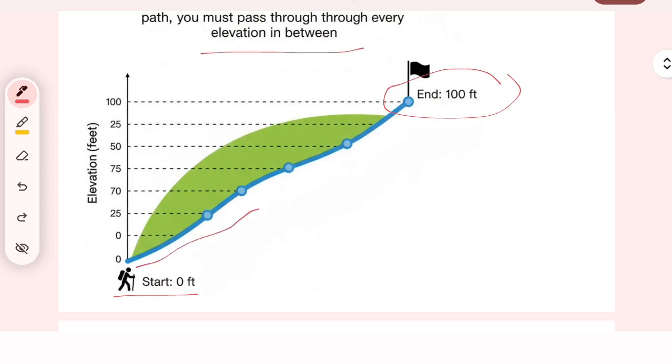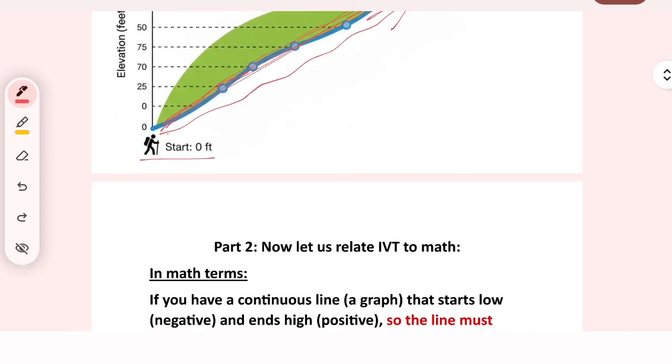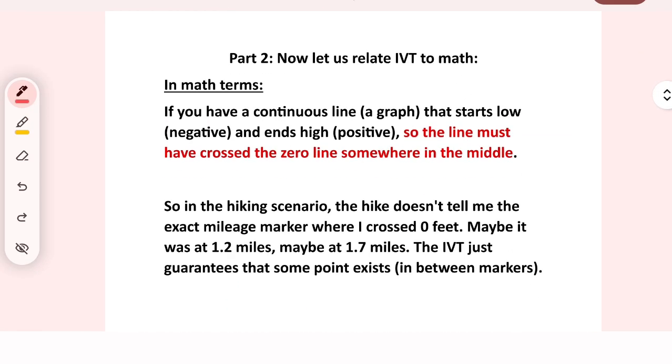And as you walk this stretch from 0 to 100, the IVT would assume that you have actually passed every elevation existing here. Every elevation, even the decimal points, like 2.5 or 3.9 feet, you've passed through it because you've reached the top of 100 feet. Now let us relate it to the IVT.